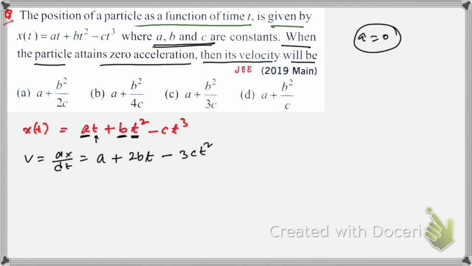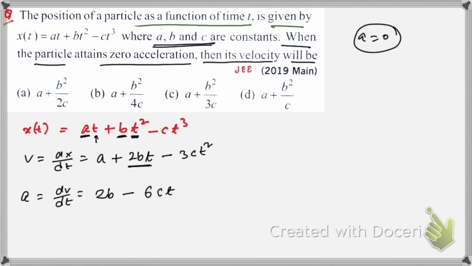So now what will be the acceleration? Acceleration is again dv by dt. So if you differentiate it again, a is constant, and the derivative of a constant is 0. Then the derivative of 2bt, with the derivative of t being 1, gives only 2b here. Then the derivative of this t square is again 2t, and 2 times 3 is equal to 6, so 6ct, that's what we're going to get, right?